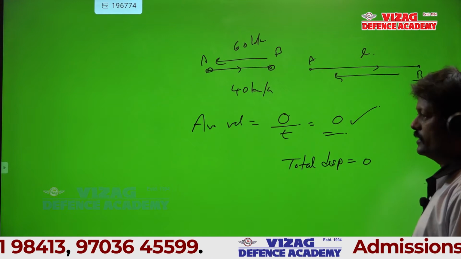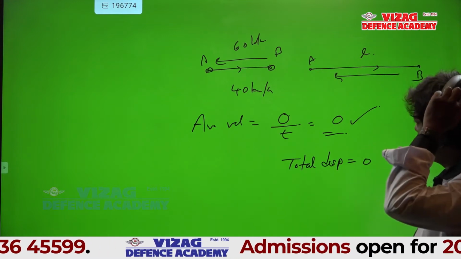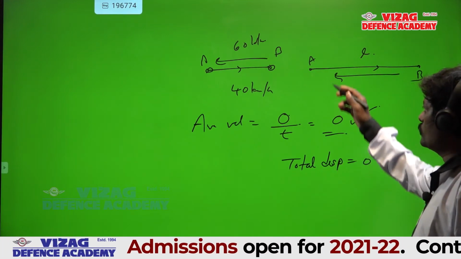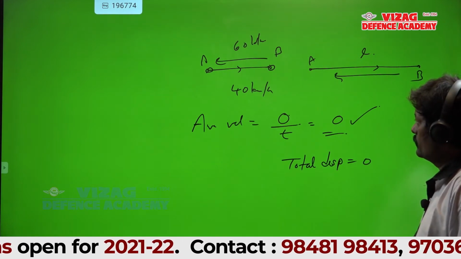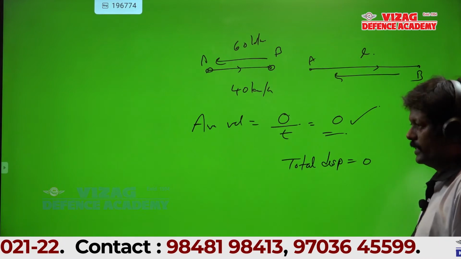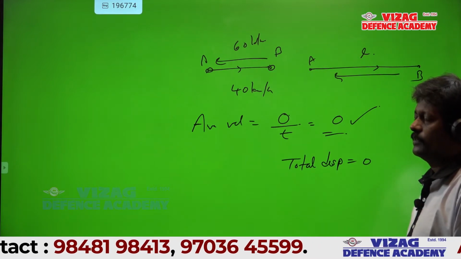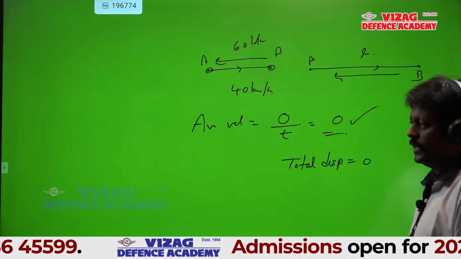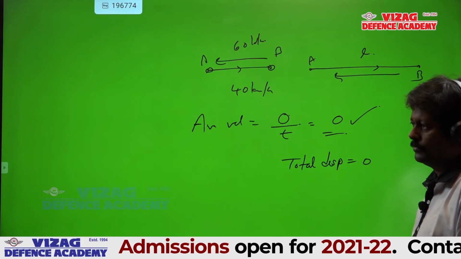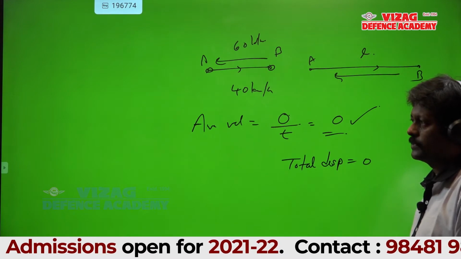I will tell you. First, did you understand this one? Average speed means you are adding both. Now listen. From home you have gone to school. Again from school you came back to home. What is your displacement?